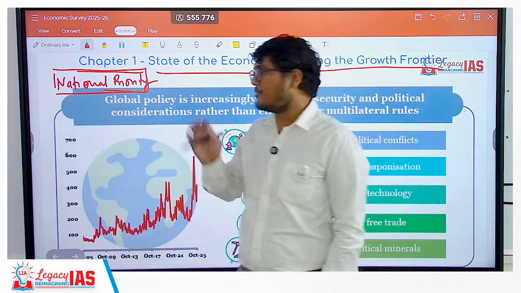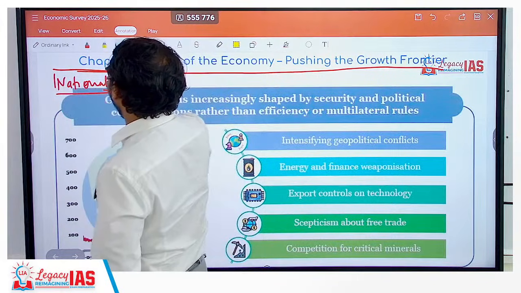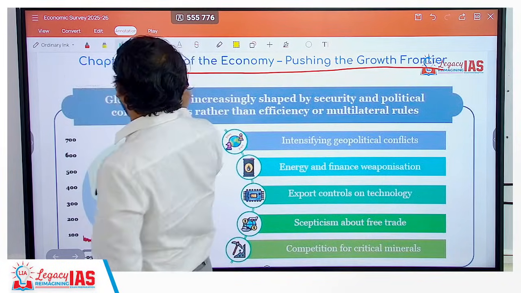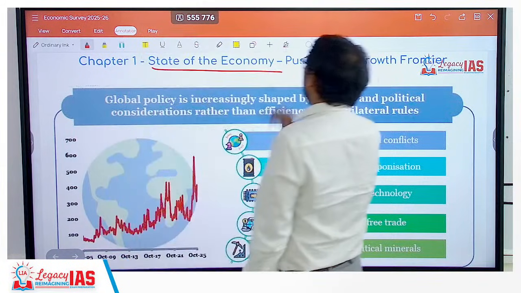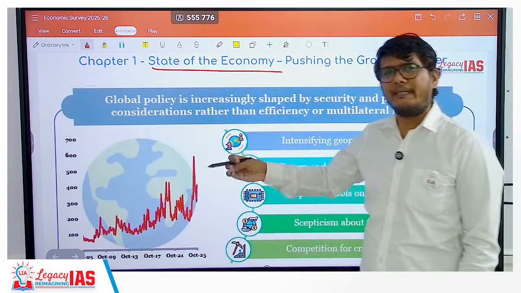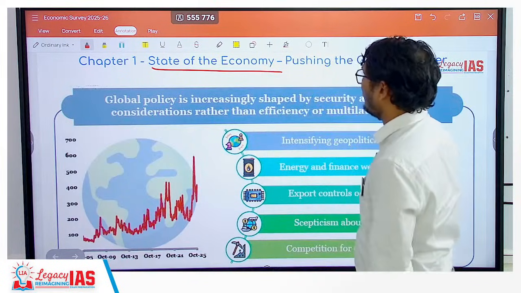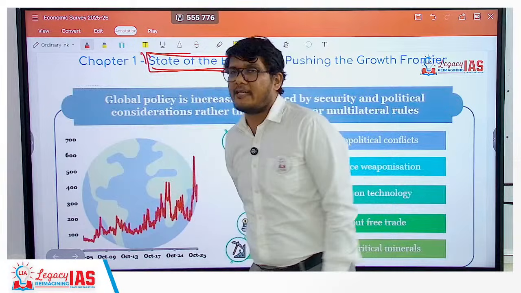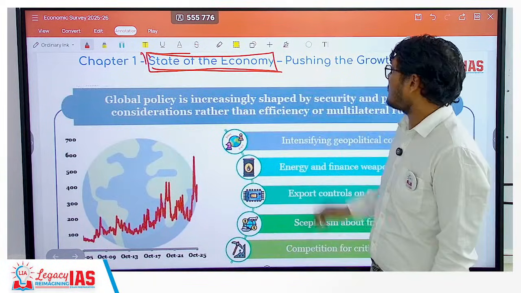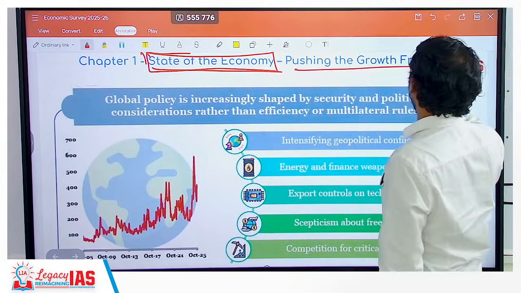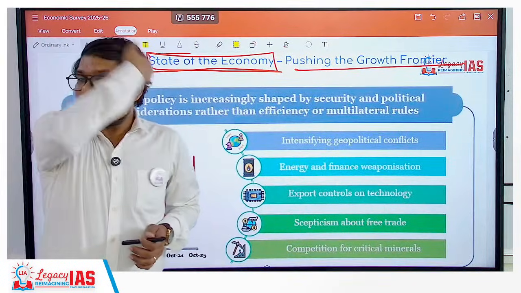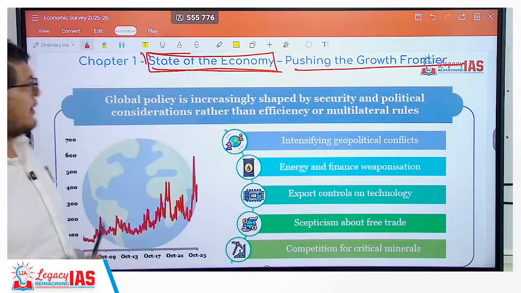So the idea still remains the same, complete every single thing. All right. So let's get started with the very first chapter, that is state of the economy. Now that has been the first chapter previously also, wherein the macroeconomic factors, especially the GDP and all, are discussed. So state of the economy, pushing the growth frontier. Pushing the growth frontier means trying to increase the growth rate.